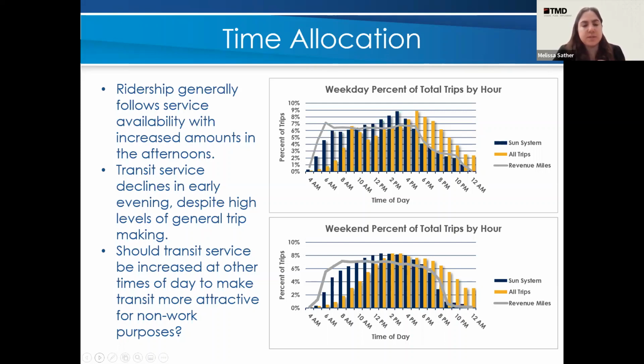And then on weekends, weekends follow a similar pattern as weekdays with a sharper drop off in the evenings. You can see on weekends too, though, that all trips compared to the Sun system trips are shifted later into the day. People are traveling earlier on transit and later on car trips. So we want to understand if bus service needs to be increased later into the evening as well to match when most people are traveling. Next slide.